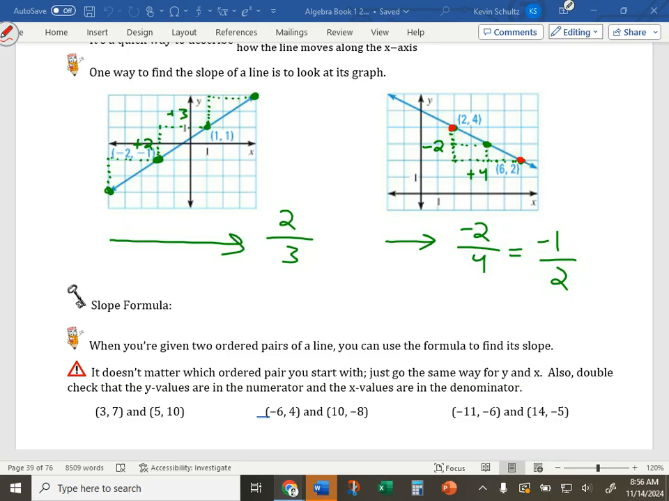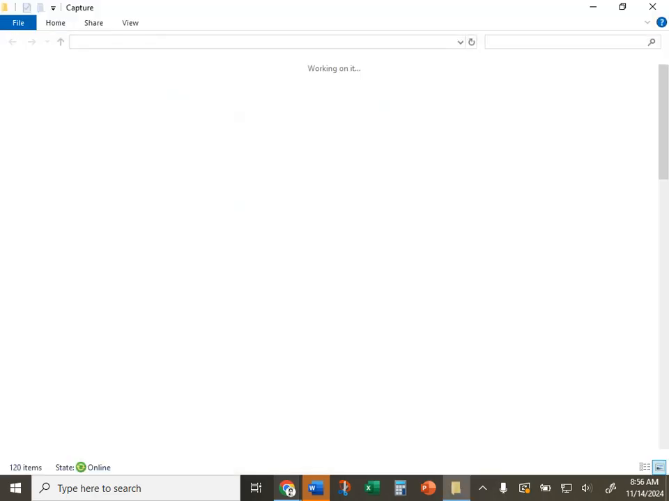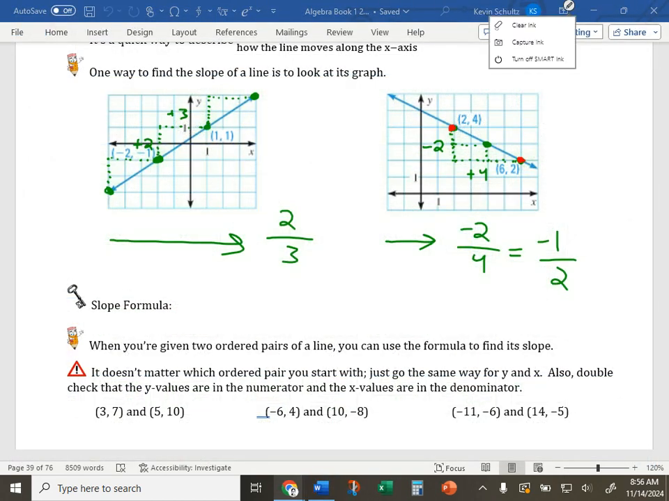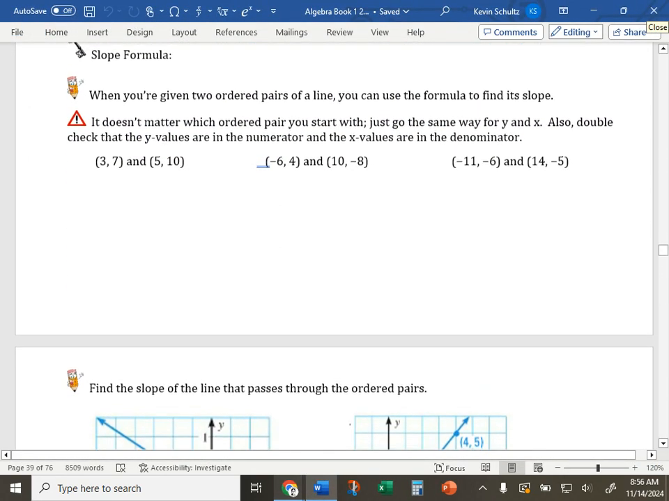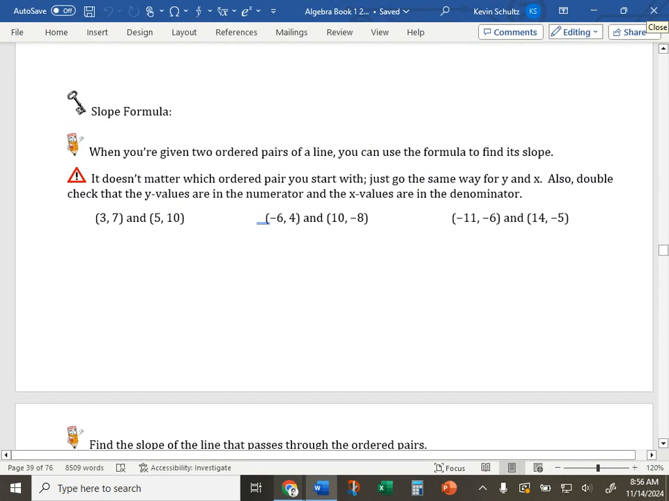Because last year this was two different objectives, finding slope from a graph and then finding slope using the formula. Since you've done both of these before, now we combine them. What is the slope formula? This is a key point, which means it can go on a help sheet.